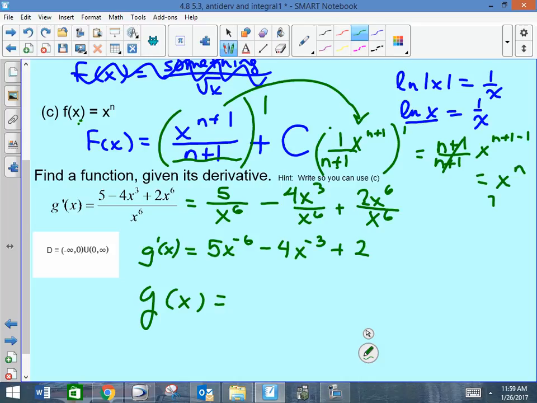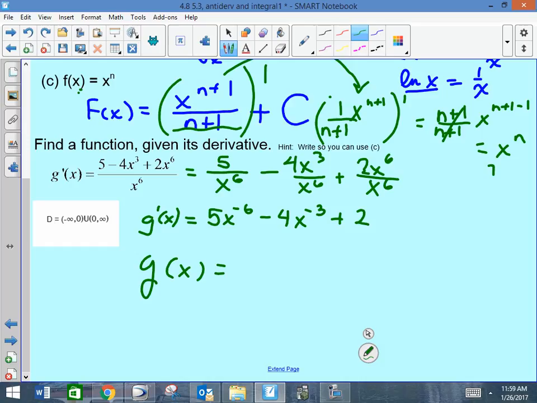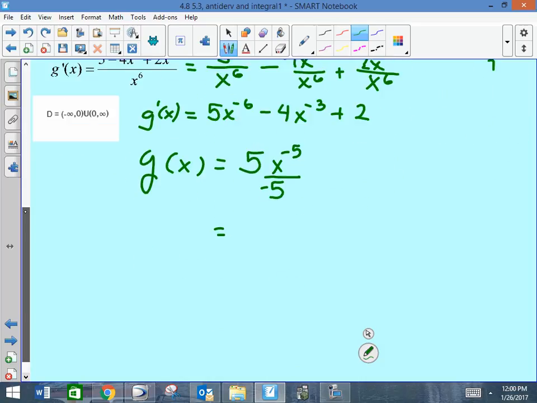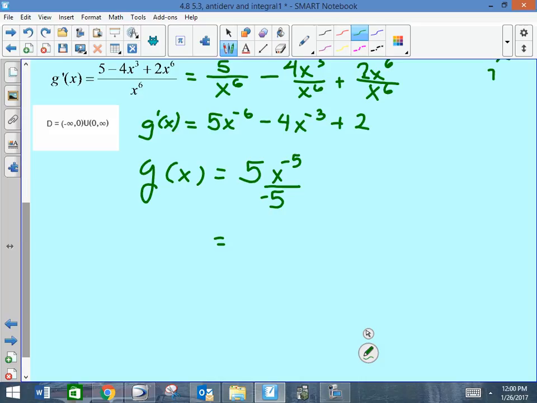All right, Kelsey, give me the first. What? I don't know. Sure you do. You're going to take this 5 and leave it alone, just like we did with the derivatives. You're going to add 1 to -6, and what are you going to get? And then you're going to divide by that number. Okay? And you're going to simplify. Wait, that makes sense. I'm glad.